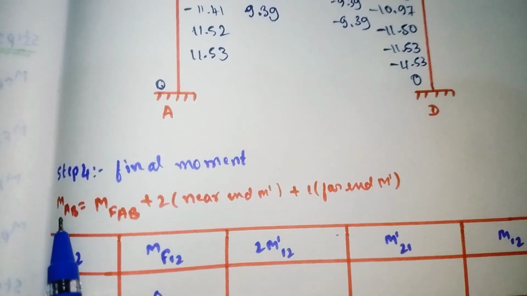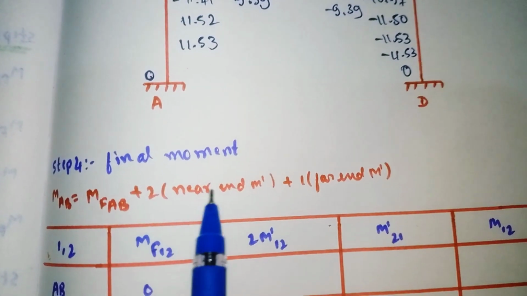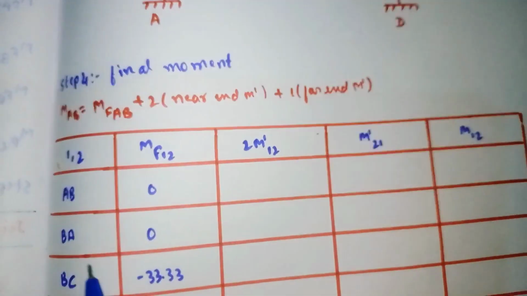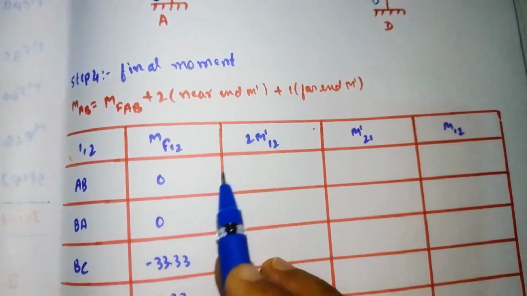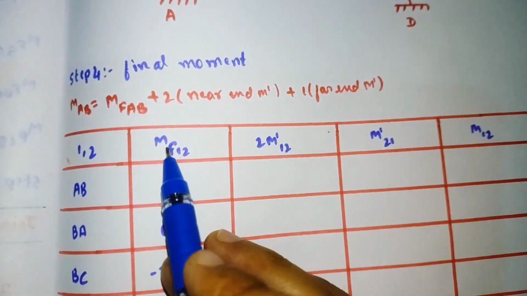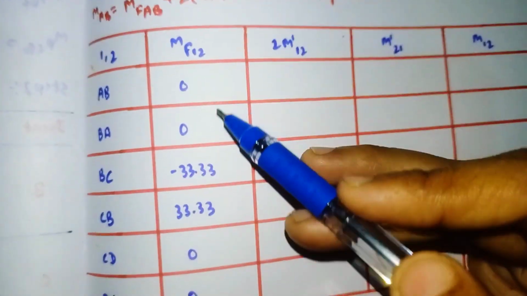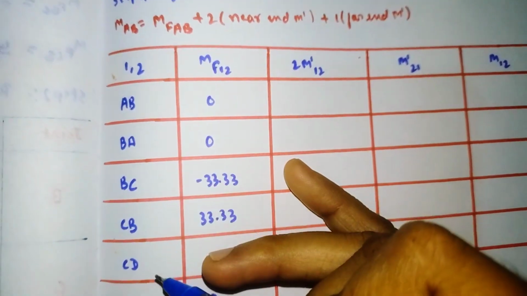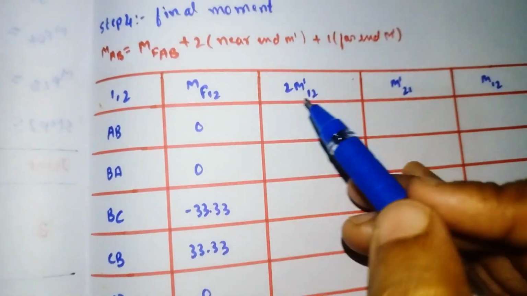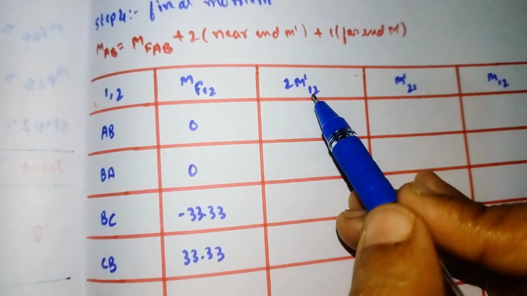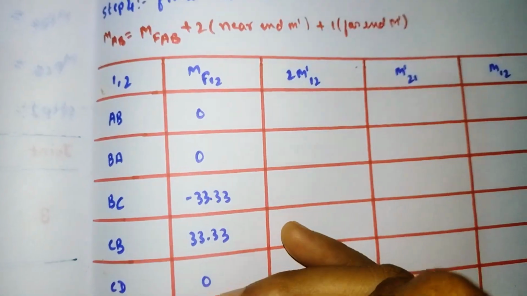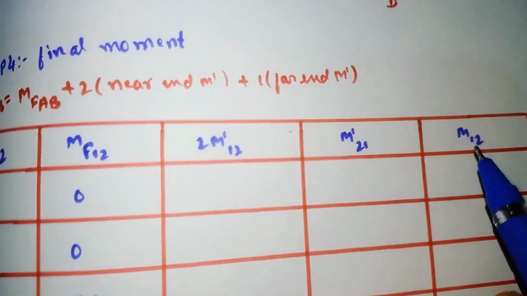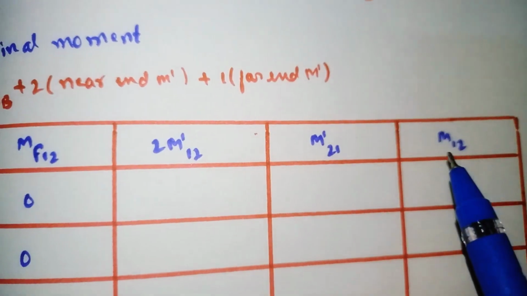For that we have the formula: MAB is equal to MFAB plus 2 into the near end rotation moment plus the far end rotation moment. Here I have split the formula into columns. MFAB is nothing but our fixed end moment, which I have already written. AB, 1 2 is nothing but the corresponding members I have written here. 2 into the rotation moment of 1 2 is the rotation moment of the corresponding member, and here the rotation moment of 2 1, and M12 is nothing but our final moment.